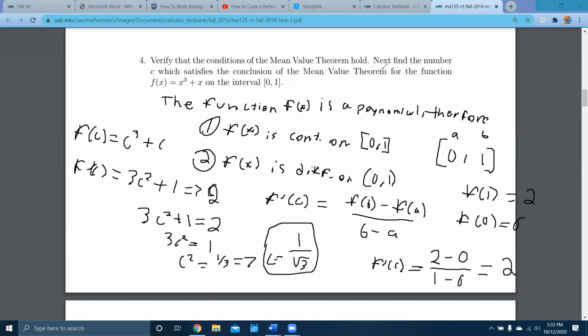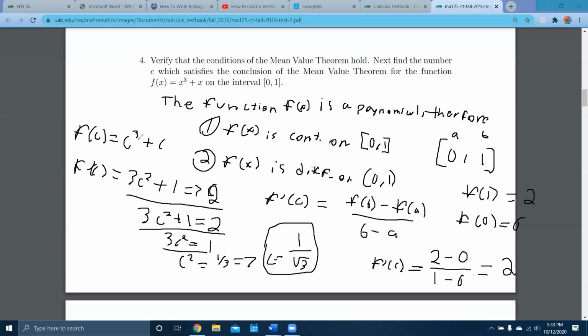Any questions? So how come you worked it out? You did 3c squared plus 1 equals 2, and then you kept going down with it? What do you mean? You went from 3c squared plus 1, then to 3c squared, then to c squared. Oh, I'm solving this equation here. 3c squared plus 1 equals 2. Then I subtracted 1, so I got 3c squared equals 1. And then I divided by 3, so I have c squared equals 1/3. Then I took the square root, and you get that c is equal to 1 over root 3.